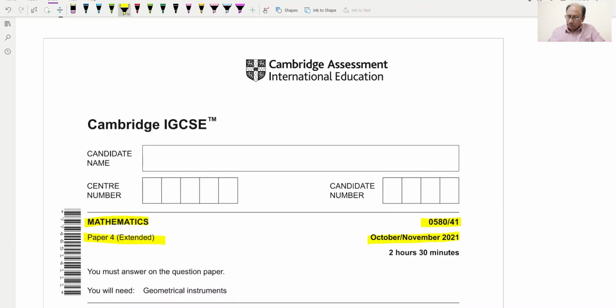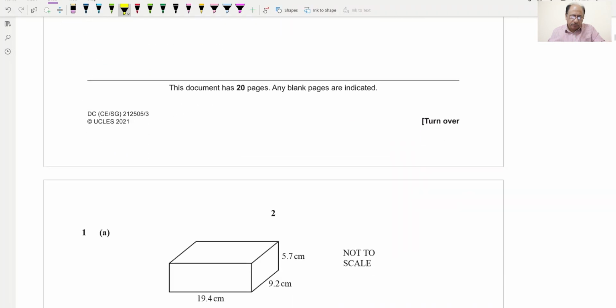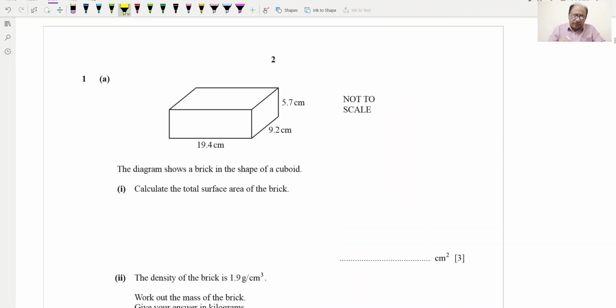0580-41 October-November 2021. Question number 1A part, diagram is provided which is not to scale. The diagram shows a brick in the shape of a cuboid. Part 1, calculate the total surface area of the brick. So dimensions are provided. We have to find the surface area.